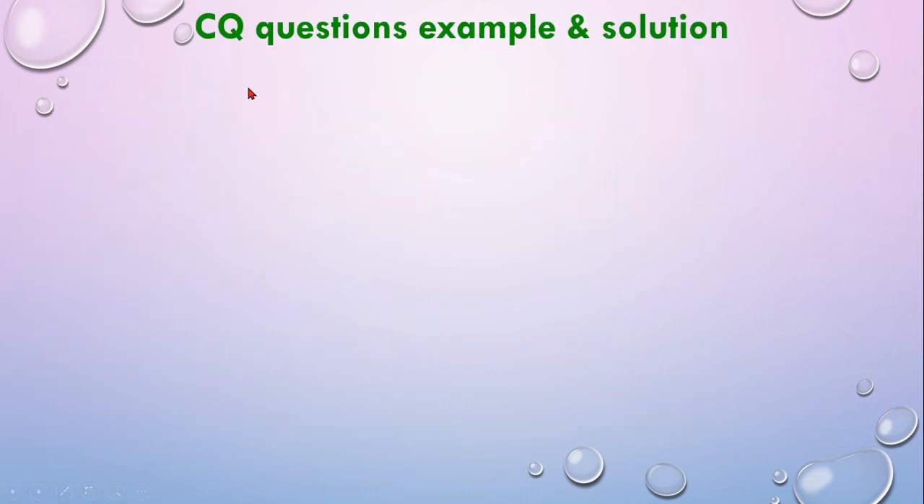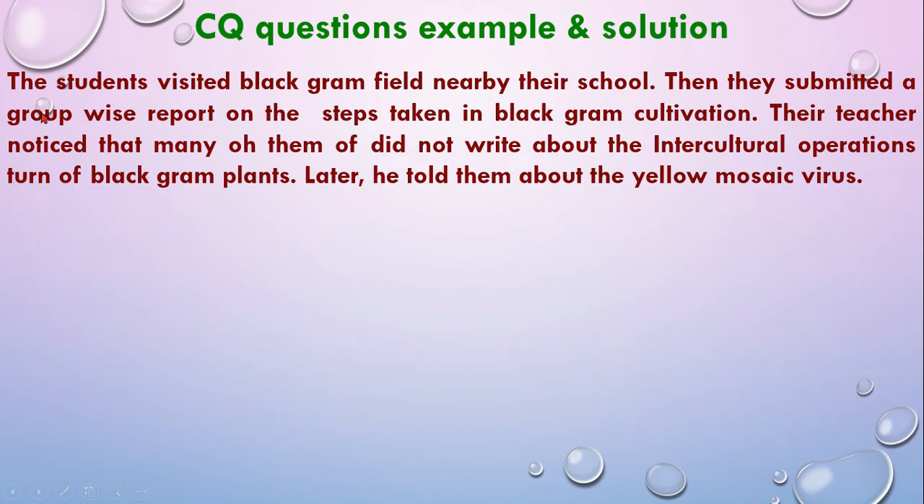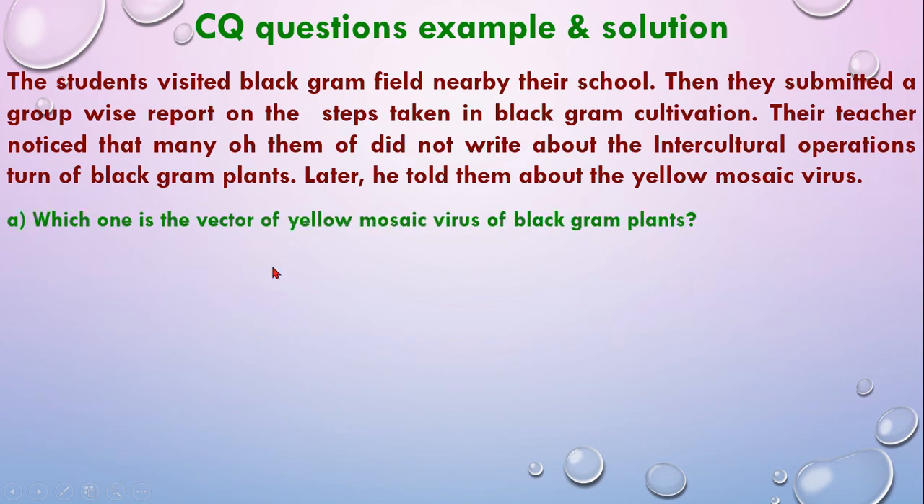Next is an example of creative questions of different boards and top rank schools. The question is: students visited a black gram field nearby their school. Then they submitted a group-wise report on the steps taken in black gram cultivation. The teacher noticed that many of them did not write about the intercultural operation of black gram plants. Later, he told them about the yellow mosaic virus. First question is for 1 mark: which one is the vector of yellow mosaic virus of black gram plants?